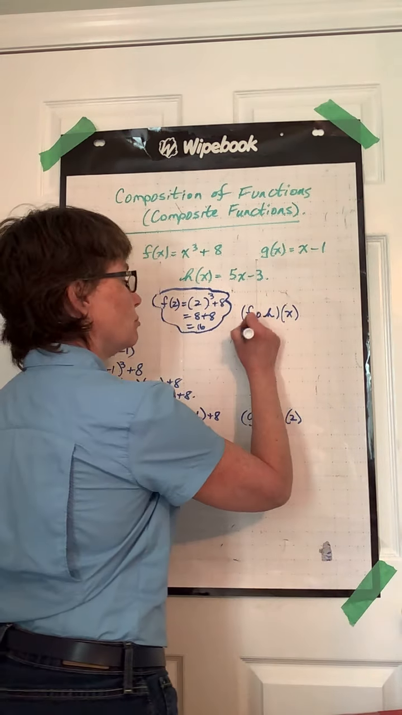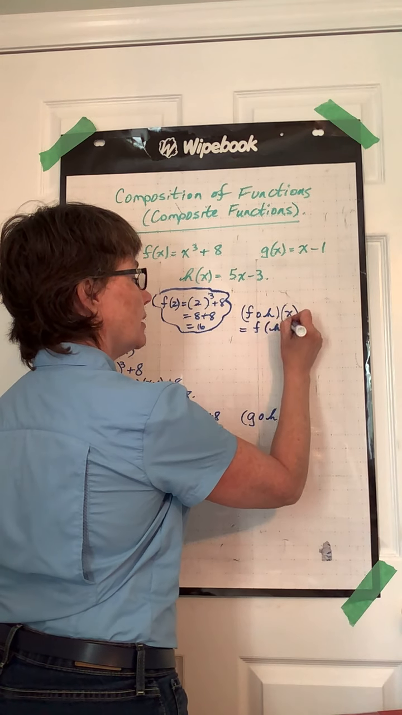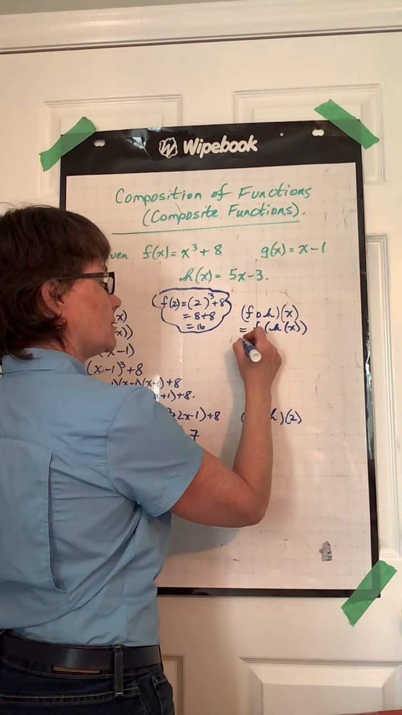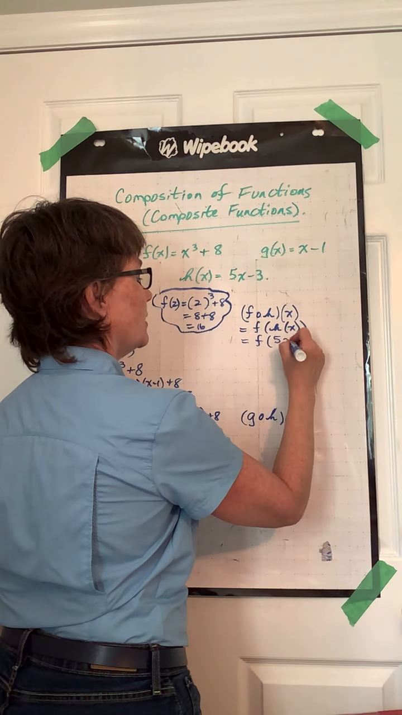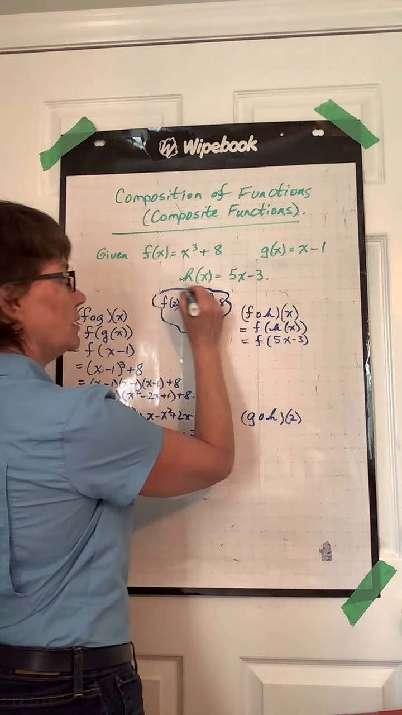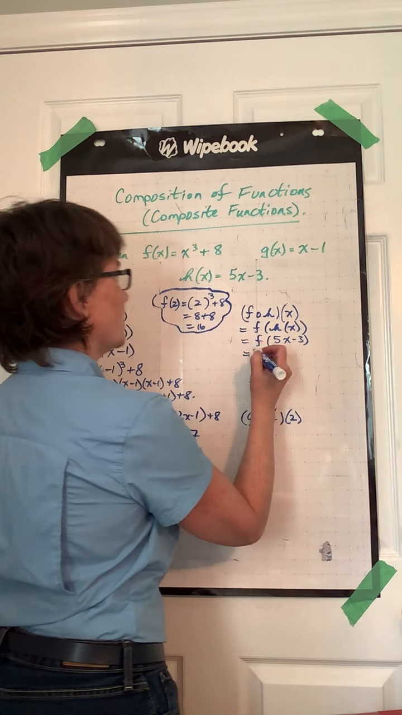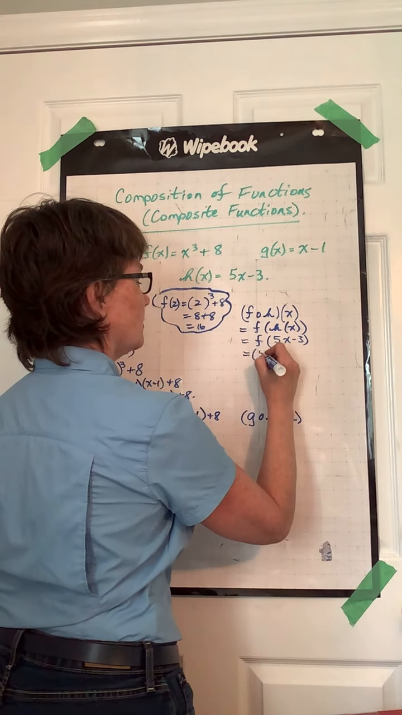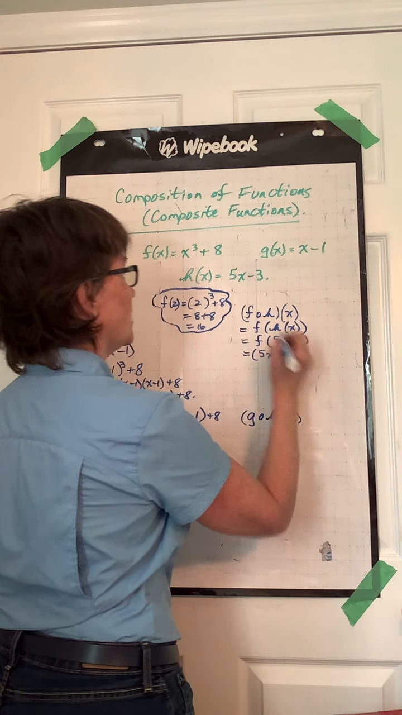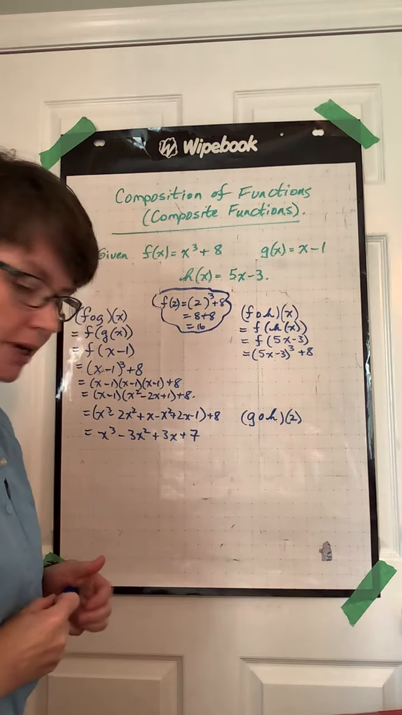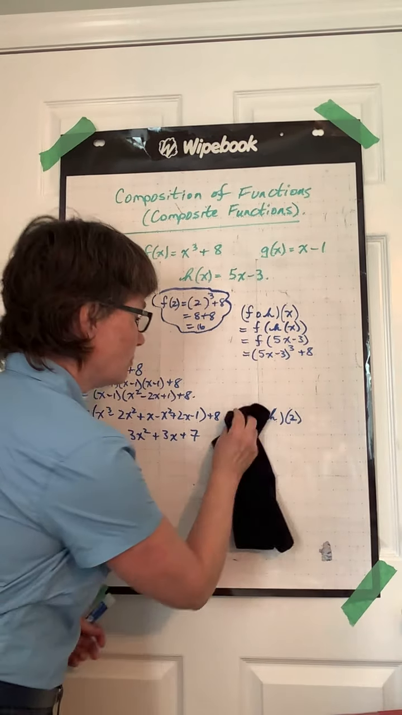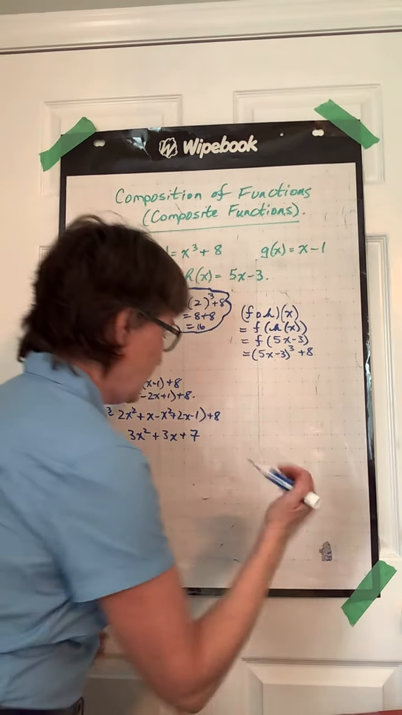All right, f of h of x. So again, this means f of h of x. We're going to replace h of x right here with 5x minus 3, because that's what h of x is equal to. And then we're going to take that f function again, 5x minus 3 cubed plus 8, and we're going to have to do that work again. And I need to move this down as well.